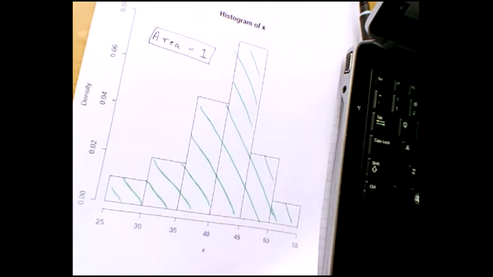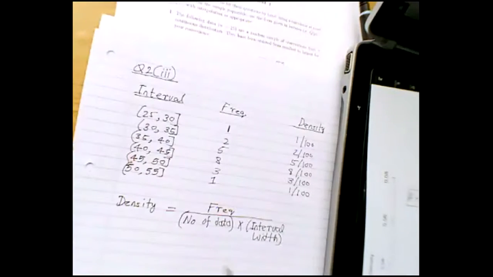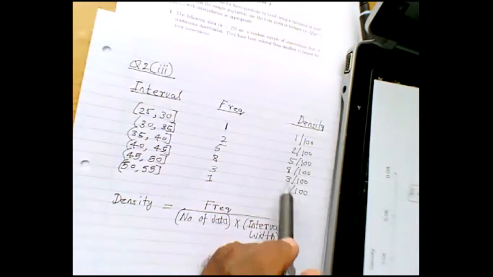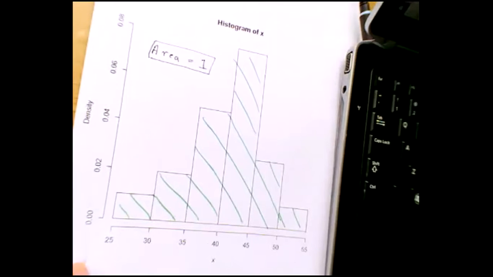All right, guys, so this is how you draw a histogram if you're asked to. You will create this table first, and then you draw the density versus the interval, and this is what you'll get.